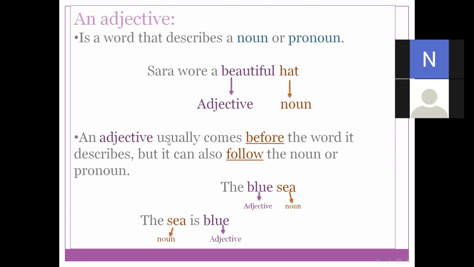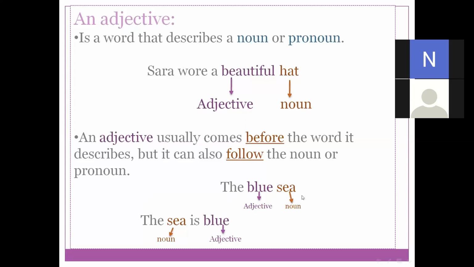An adjective usually comes before the word it describes, but it can also follow the noun or a pronoun. What do I mean here? Sometimes the adjective comes before the noun, and sometimes the adjective comes after the noun. But usually the adjective comes before the noun. Let's see some examples about it.